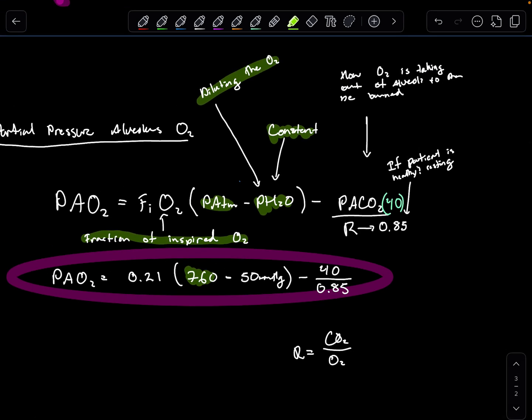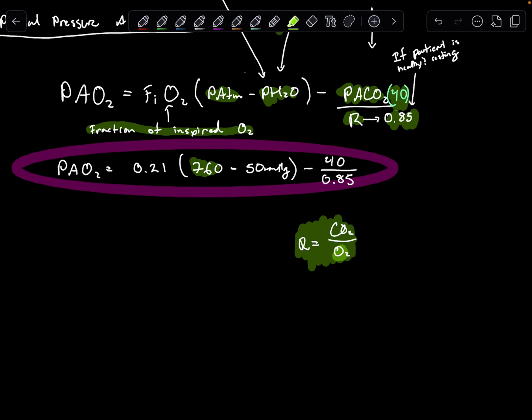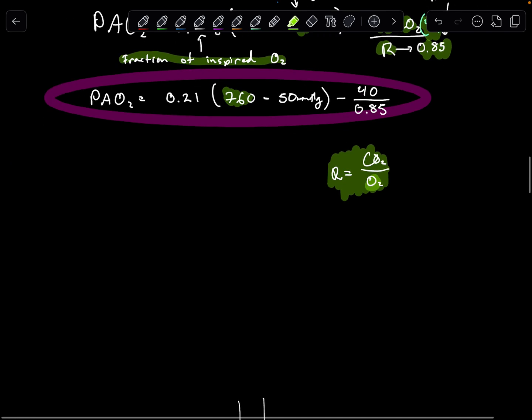Now we're going to get into this portion here. And basically, right now, it's PaCO2 over R, which gives us our O2. But it's how O2 is taken out of alveolus to then be burned or metabolized. Now, if the patient is healthy, these are the values that we're going to see. But overall, this just helps us explain alveolar oxygen levels. And this PAO2 will normally be around like 102.